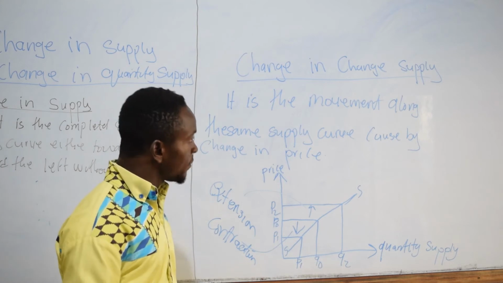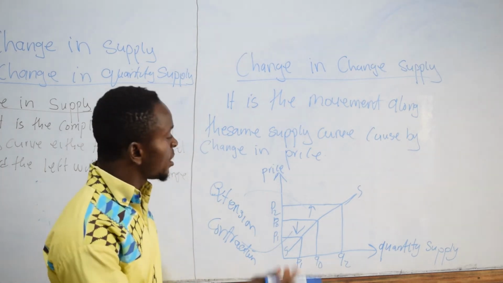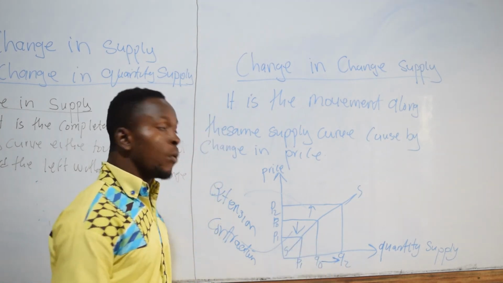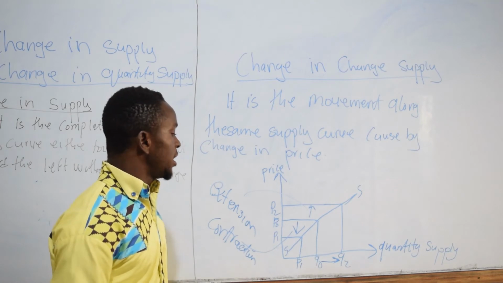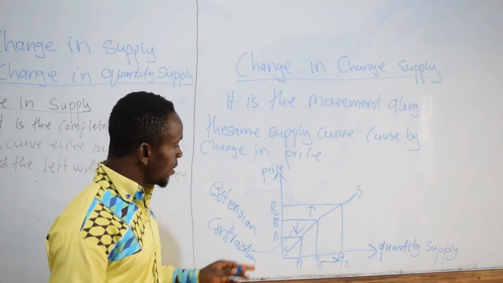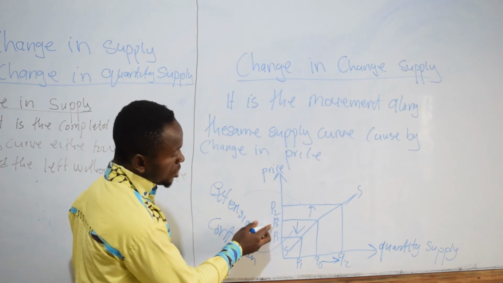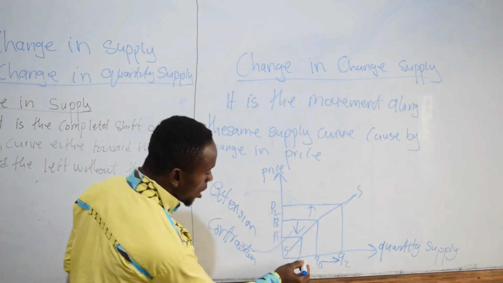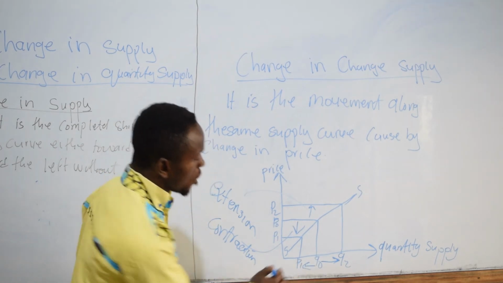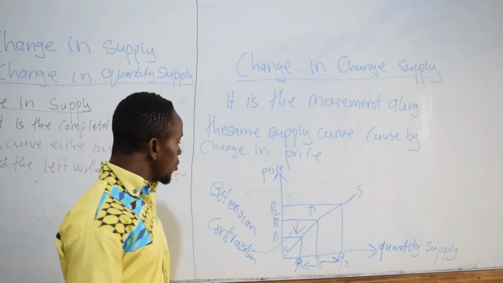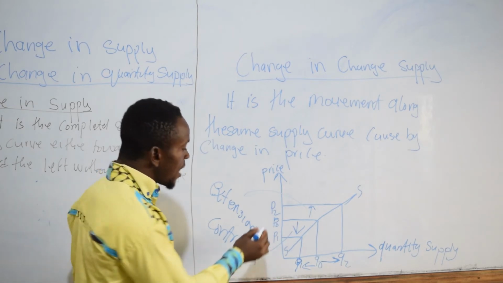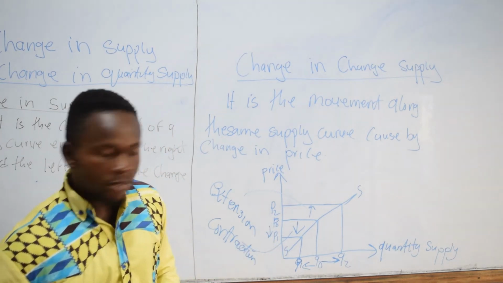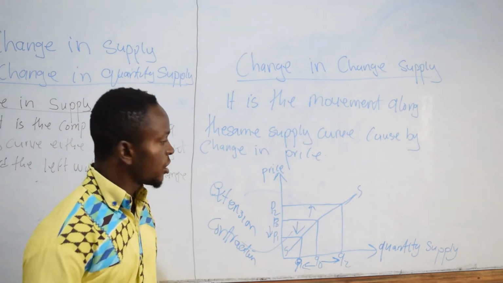Now, you therefore explain that from the diagram above, it can be observed that from Q0 to Q2 indicates what? An extension in supply, thereby moving the price from P0 to P2. On the other hand, the movement from Q0 to Q1 indicates what? A contraction in supply, thereby moving the price from what? From P0 to P1, that is, there's a decrease in price. When there's a decrease in price, it leads to what? The reduction in the quantity supply.